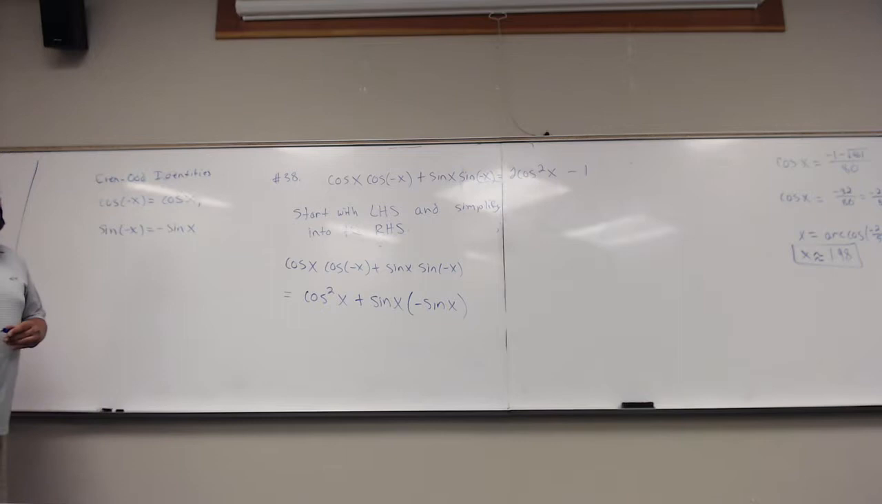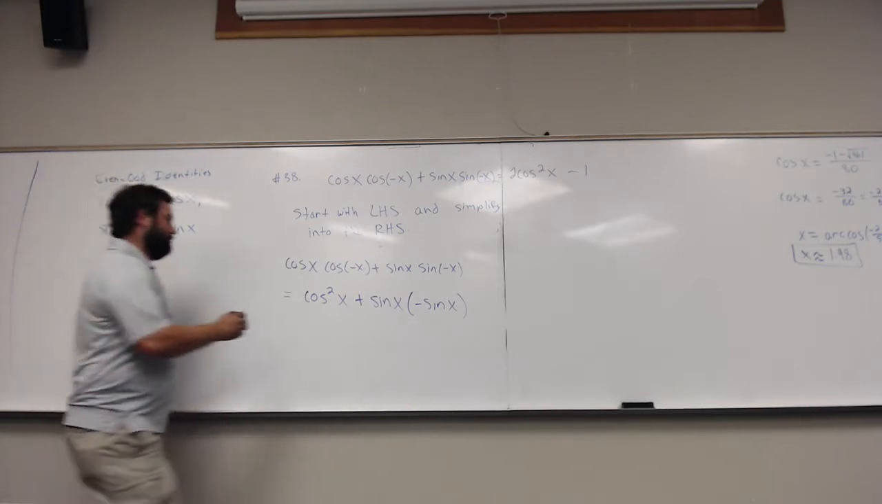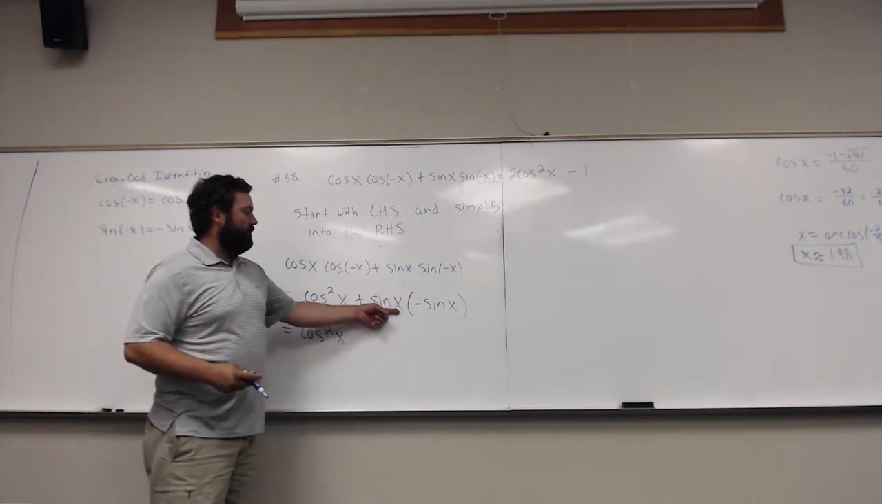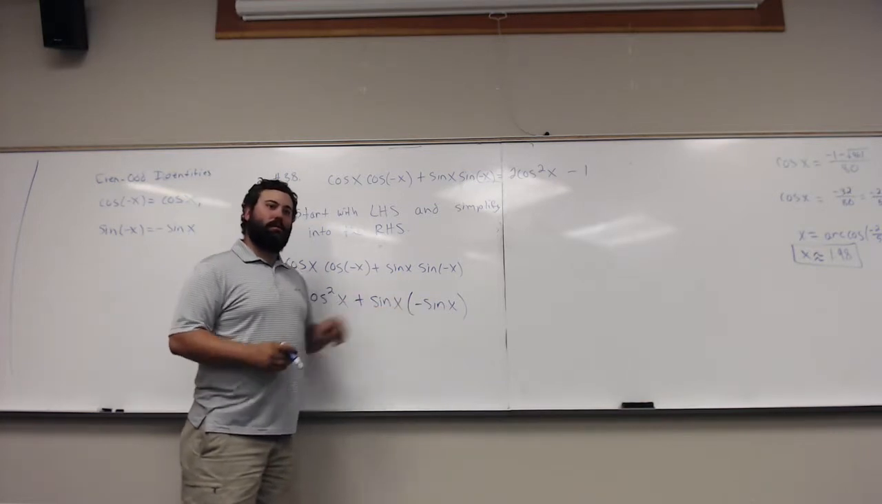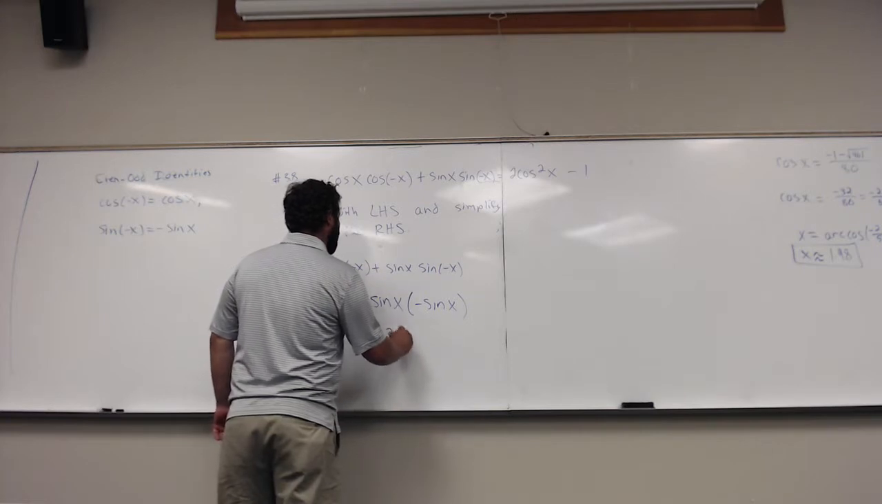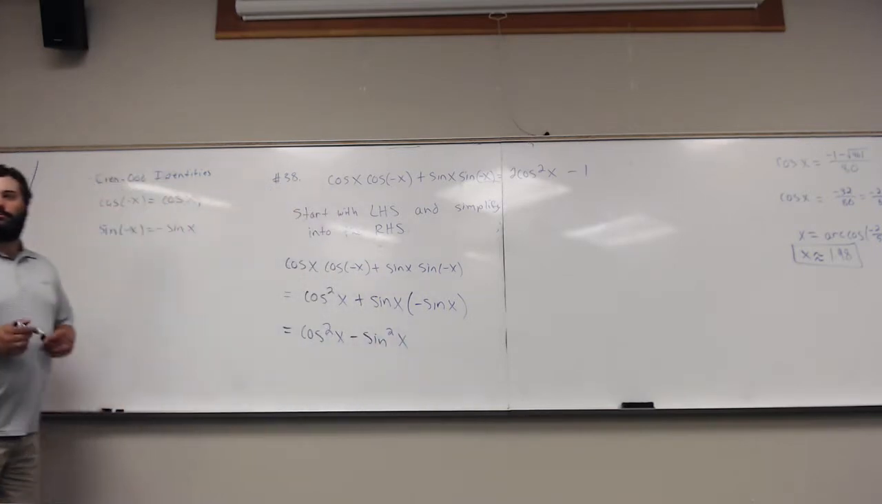I'll rewrite sine of minus x as minus sine of x. So I use my even odd identities first. And then what's sine of x times minus sine of x? That's going to be a negative sine squared x.